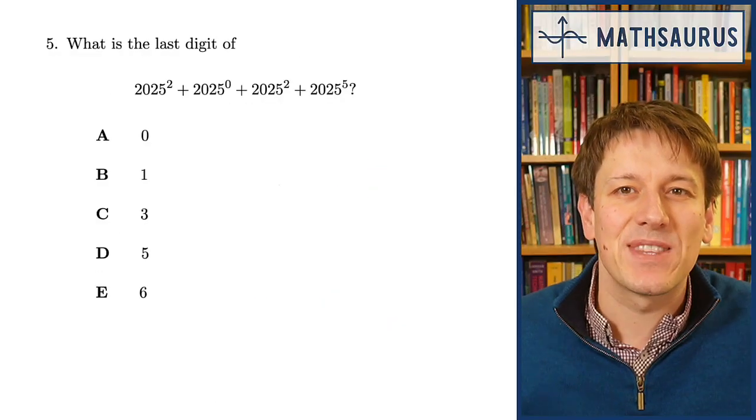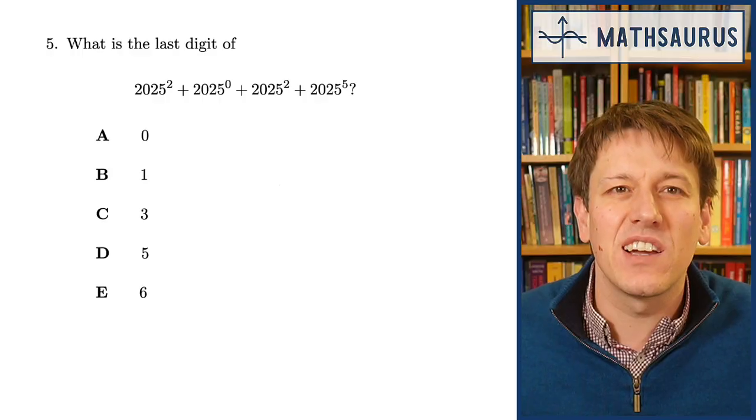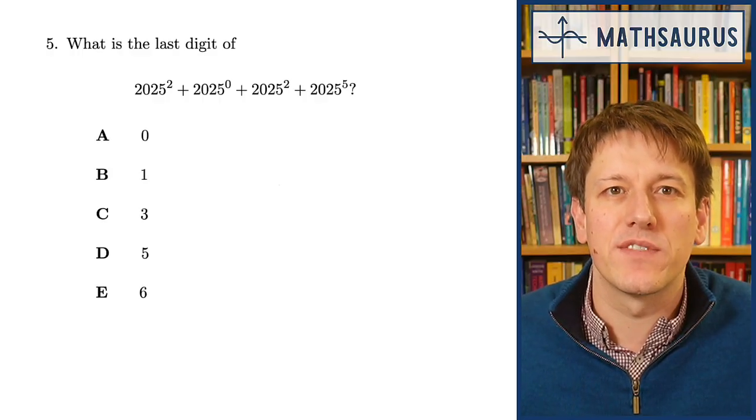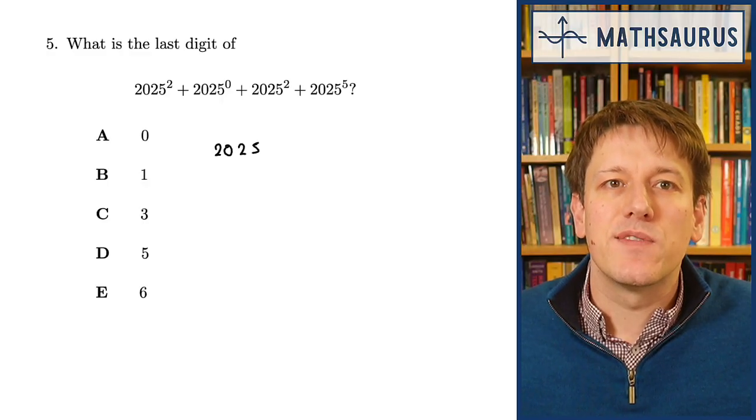This is a classic maths challenge style question that could easily come up in one of the 2025 papers. What's the last digit of 2025 to the 2 plus 2025 to the 0 plus 2025 to the 2 plus 2025 to the 5? Let's first think about 2025 squared.